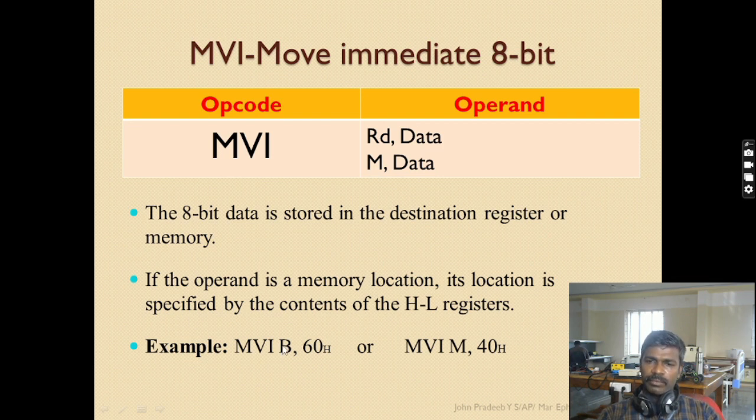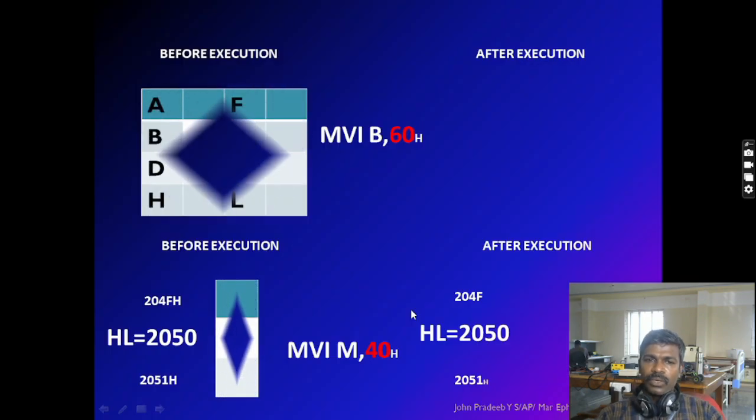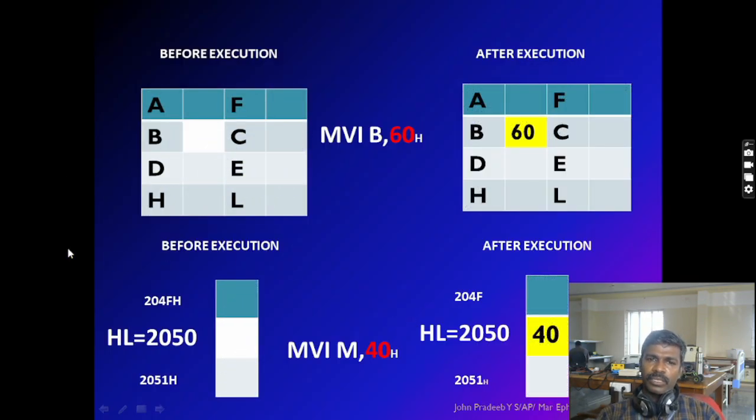So for example, 60 is the data, so it is moved to the B register, or 40 is the data, and it is moved to the memory. The memory location is taken from the HL register. So this is the execution.